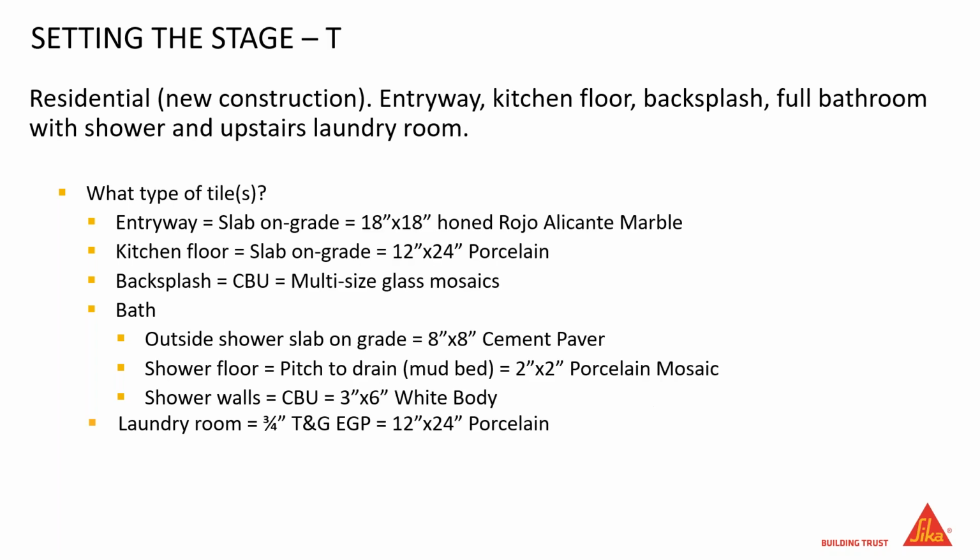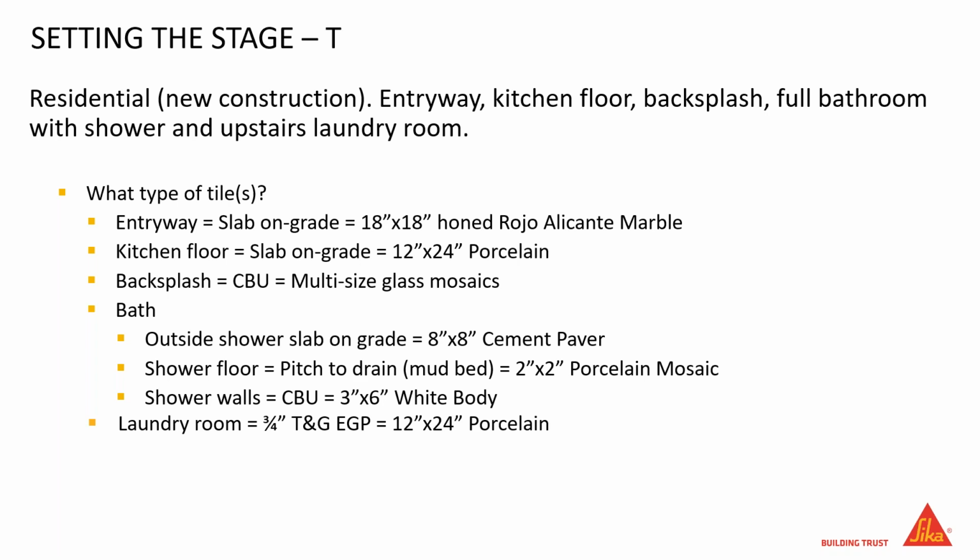So now, what types of tile? I tried to throw in some that are going to be a little bit different, and I'm going to explain this in just a few minutes as we get to these when we're looking at adhesives. But the entryway slab on grade, we're doing 18 by 18 honed Rojo Alicante. If you guys aren't sure what Rojo Alicante is, that's one of the few reddish orange, kind of a burnt orange, depends on what quarry you're getting it out of, but it's a beautiful, beautiful reddish orange tile with a lovely crystal vein running through it.